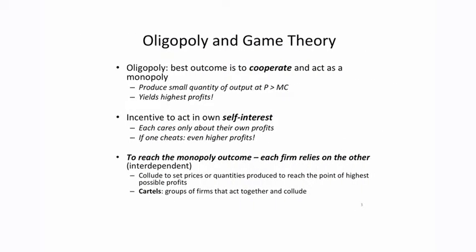What we see in oligopoly is that the best outcome is for our firms to cooperate. They can produce a small quantity of output where the price is greater than the marginal cost, giving them the highest possible profits. But as I have mentioned, it is also in their self-interest to try to cheat. So, to reach the monopoly outcome, they each have to rely on the other firm that is also operating in this market, and they have to trust that the other firm will not cheat.